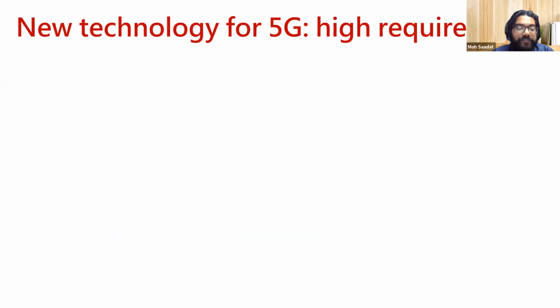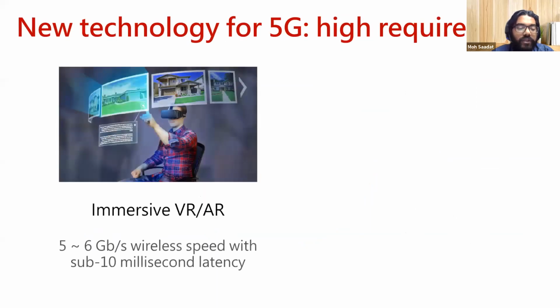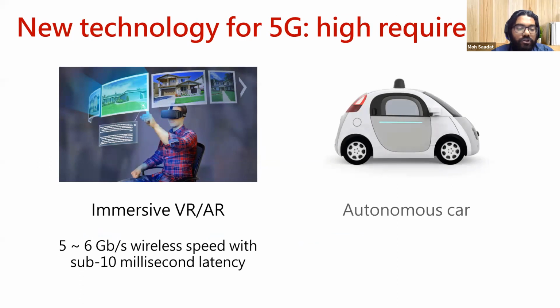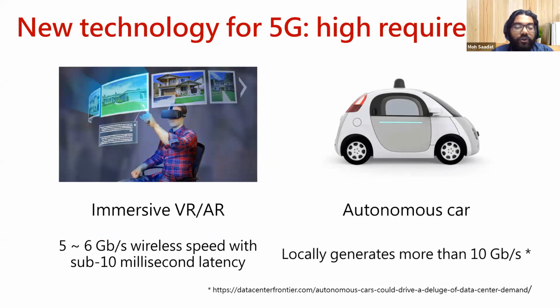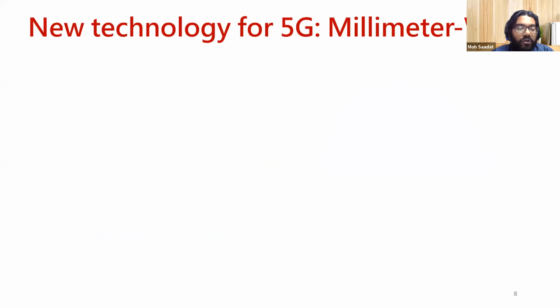For example, immersive virtual and augmented reality demand more than 5 Gbps wireless speeds and sub-10 millisecond frame transmission latency. An autonomous car at its peak rate can locally generate 10 Gbps of data from its various sensors. All these requirements necessitate a new enabling spectrum.